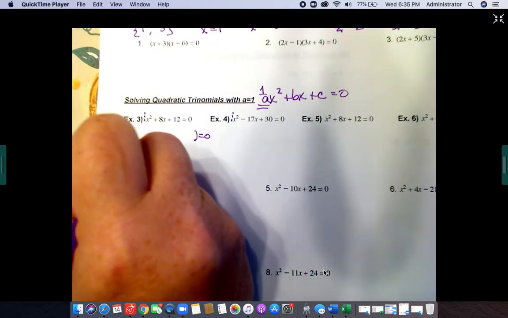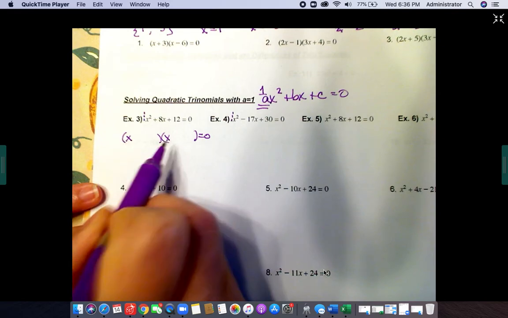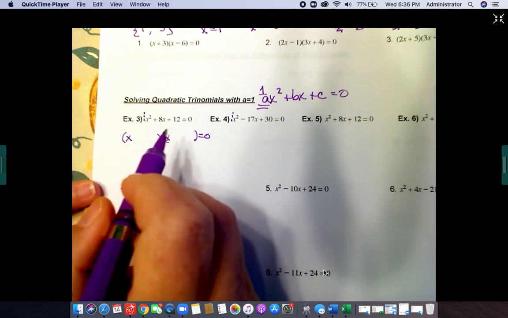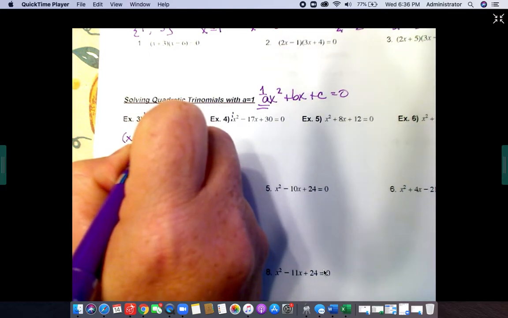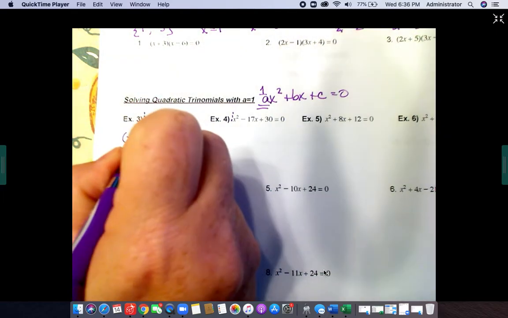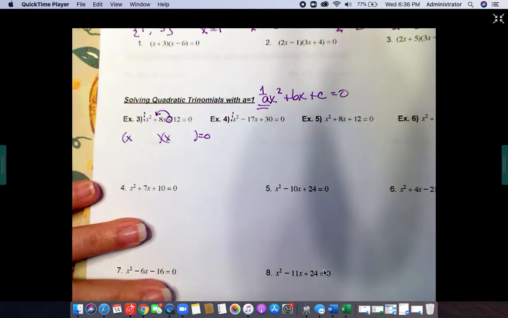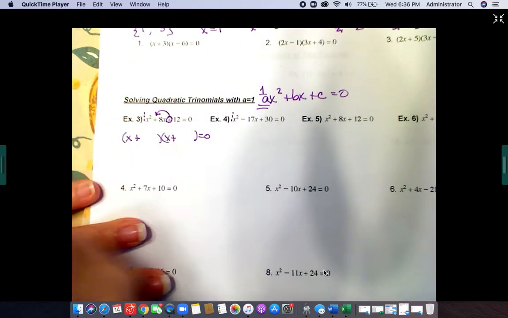And our first terms will be x and x because x squared is made up of x times x. What I do expect you to remember from the lesson on factoring is that when your constant term, your last number, is positive, we have to copy the sign of the linear term twice. So that will be a plus plus.